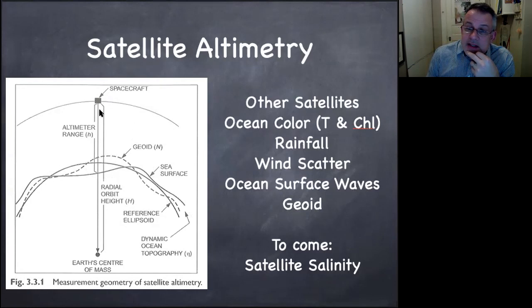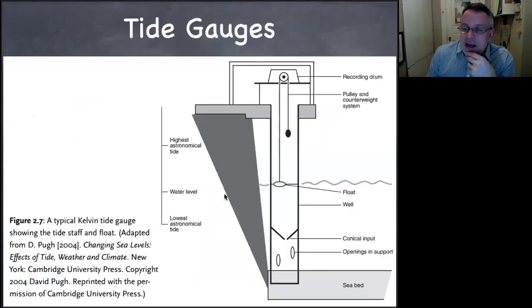So as this spacecraft moves around and around the Earth's center of mass, it's measuring all these things by bouncing either a radar or a laser signal off the surface. Tide gauges, just a float, go up and down with a record, and tell you how high the sea surface is versus a reference. These are some of the oldest records taken of the oceans.